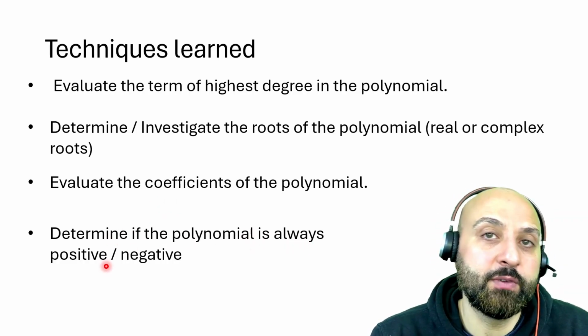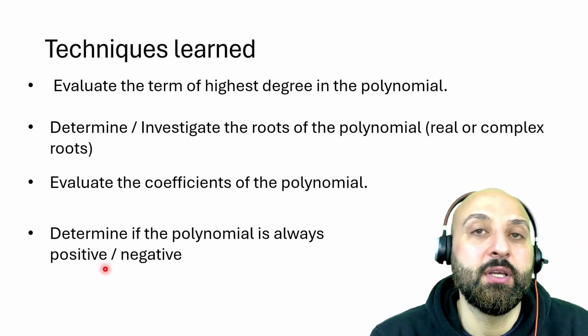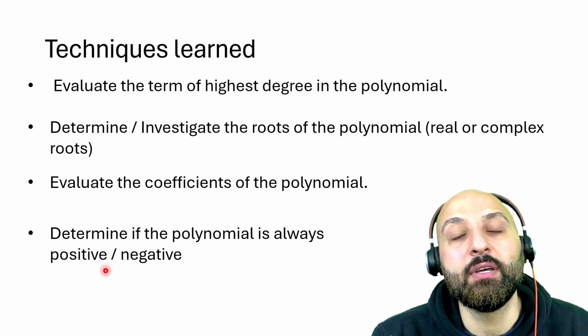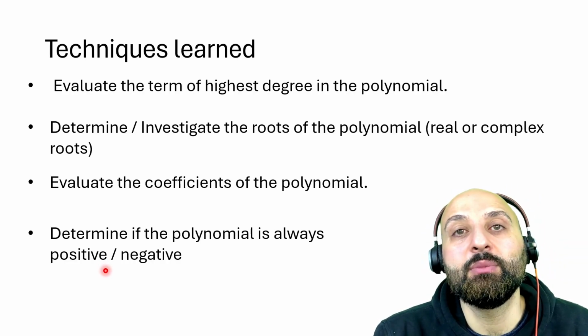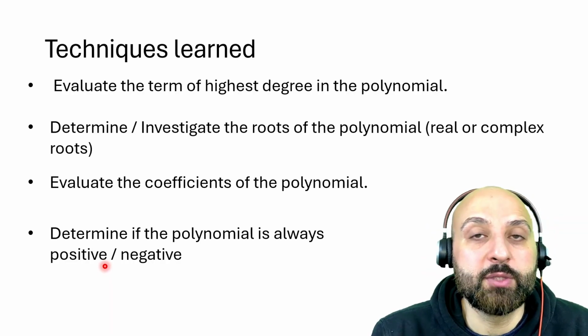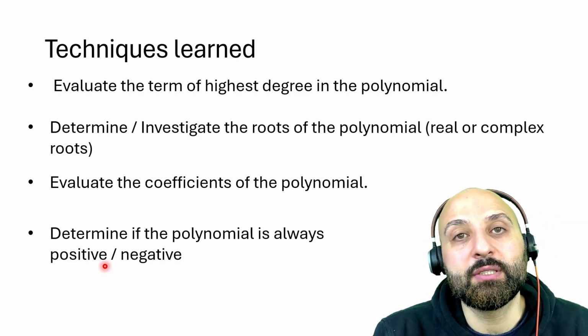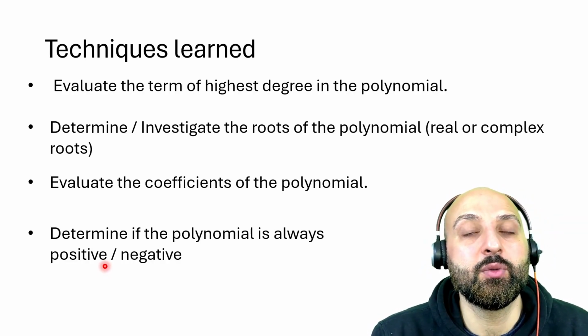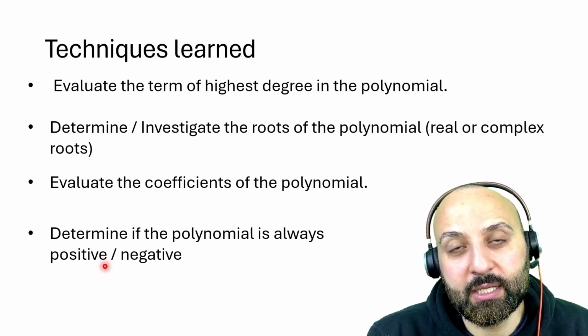Determine if the polynomial is always positive or negative. If the first coefficient is positive and the polynomial doesn't have a root, it means the polynomial is always positive. If the first coefficient is negative and the polynomial doesn't have a root, it means the polynomial is always negative.